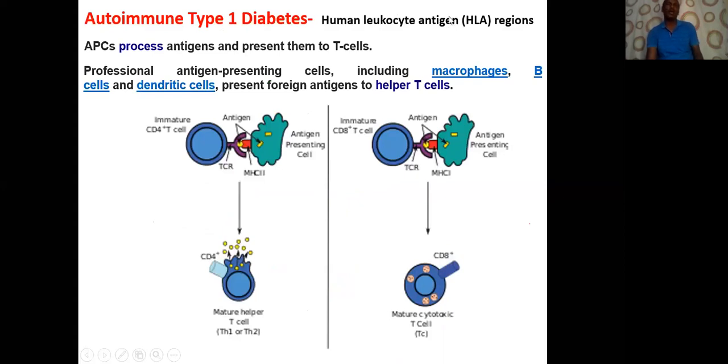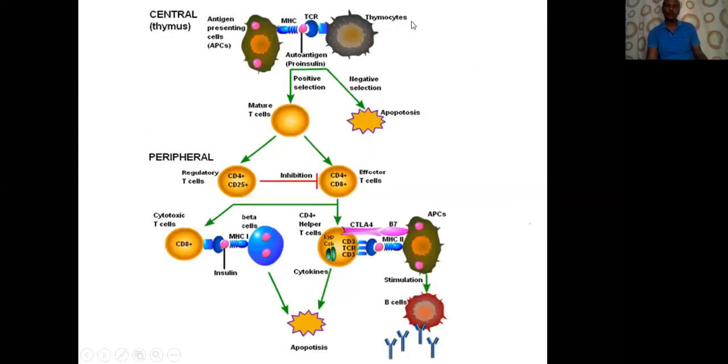Why is insulin presented as an antigen? Because you have the human leukocyte antigen. This human leukocyte antigen will regulate the presentation of insulin as an antigen. Once insulin is recognized as an antigen, then antibodies are produced and beta cells will be destroyed by the antibodies.